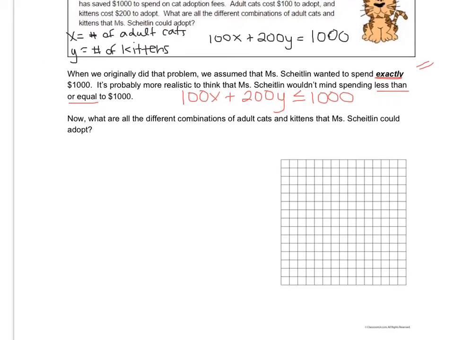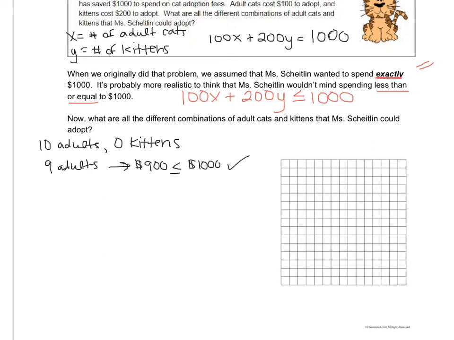And if we think about this, this frees up some options for us. Before, we were only considering combinations of adult cats and kittens where I'd spend exactly $1,000. So for example, I could have 10 adults and 0 kittens, because 10 times 100 is 1,000. But now maybe I just want 9 adult cats. 9 adults is $900, which is under my $1,000 budget, so it's good.